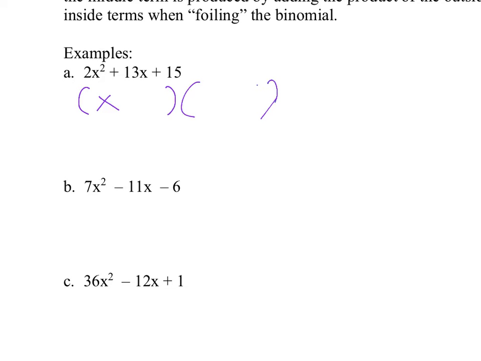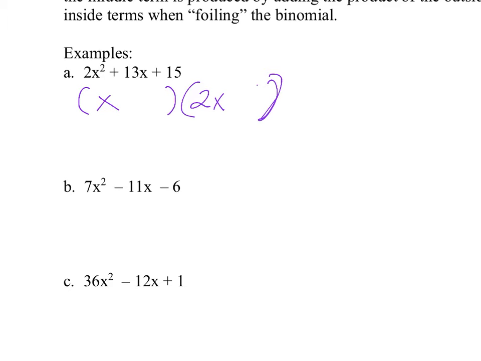Now, I only have one set of factors since 2 is prime. And that is a 1x and a 2x, because 2 times 1 is going to give me 2x squared. So now I need factors of 15. One of them has to be multiplied by 2.